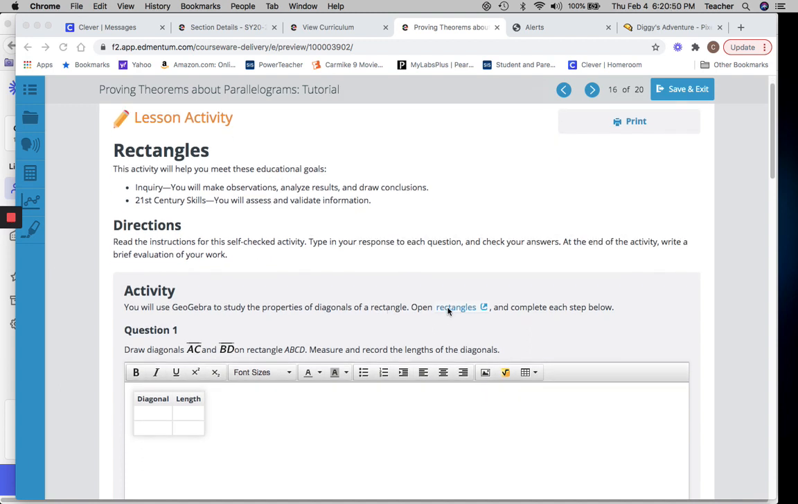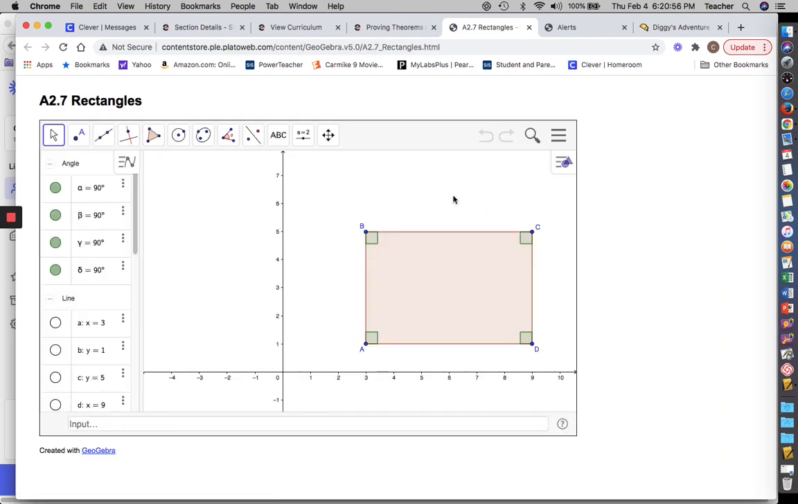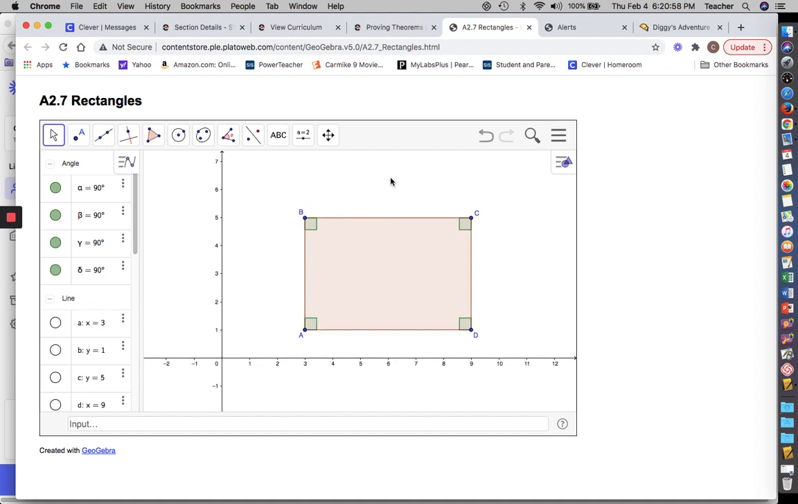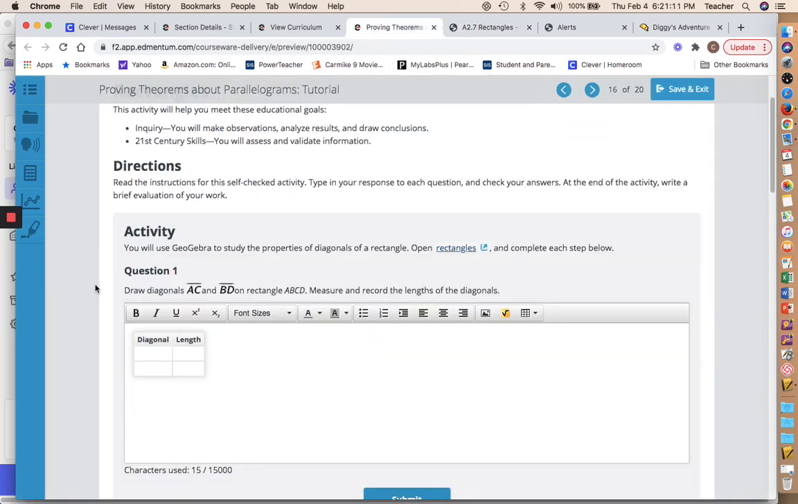All right, so I bet I'm going to click on rectangles and see a rectangle. Yeah, there it is. Okay. All right, so I got a rectangle here. All four angles are 90. Opposite sides are going to be equal to each other, and they're also going to be parallel to each other, just like a parallelogram. All right, so let's see what we've got to do here.